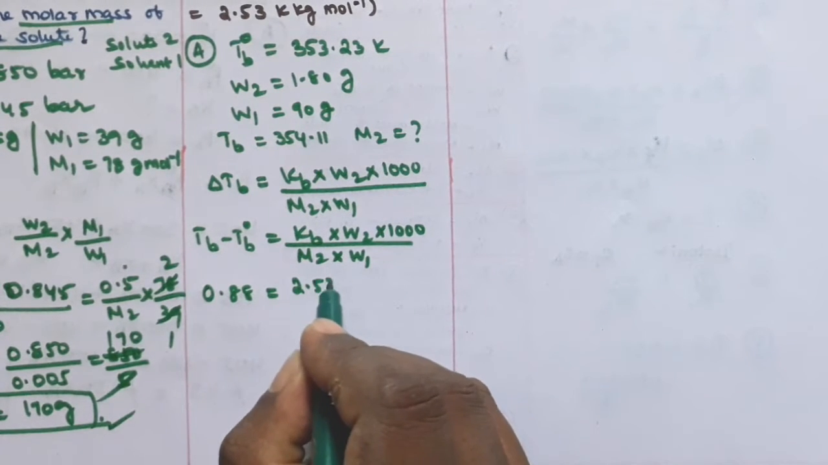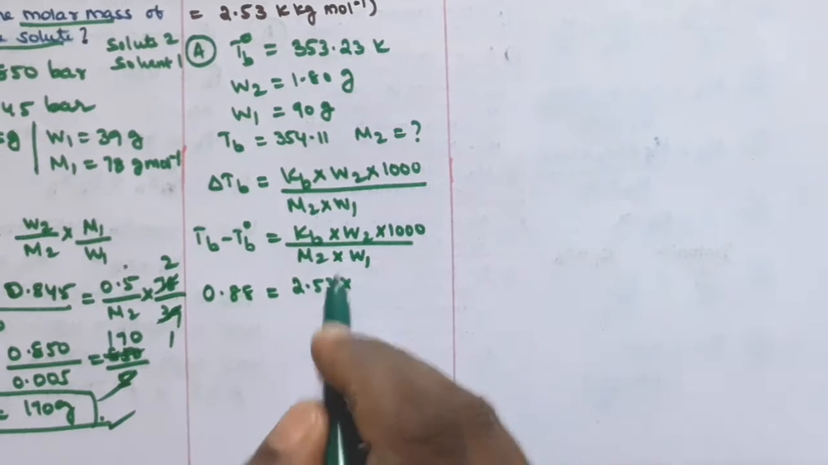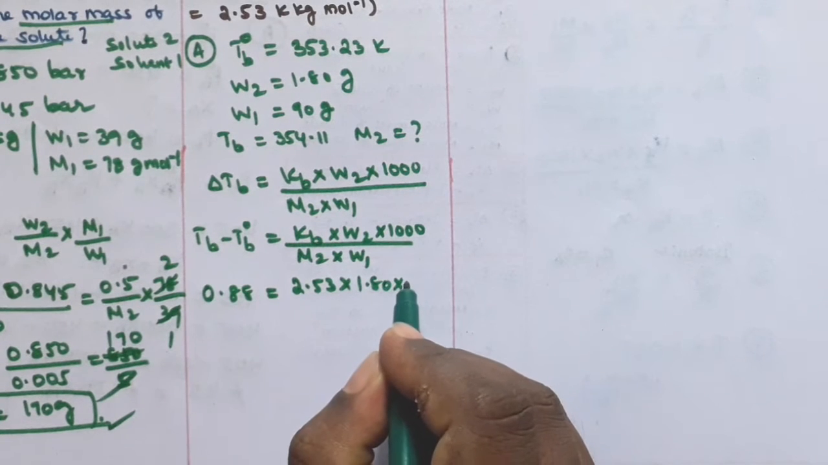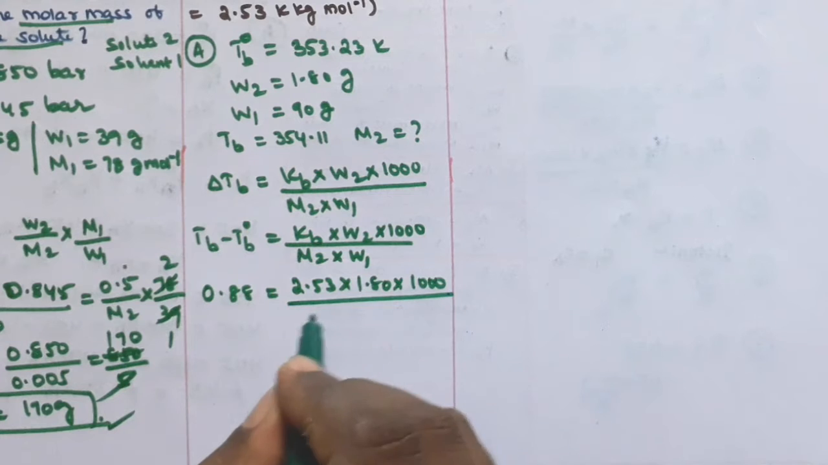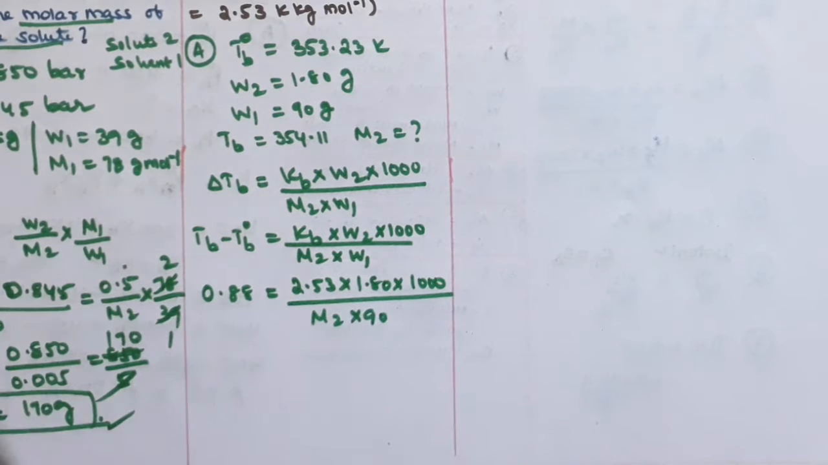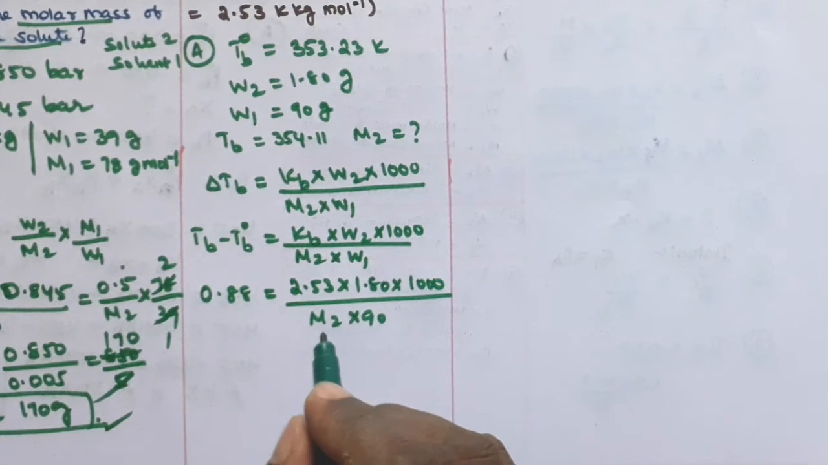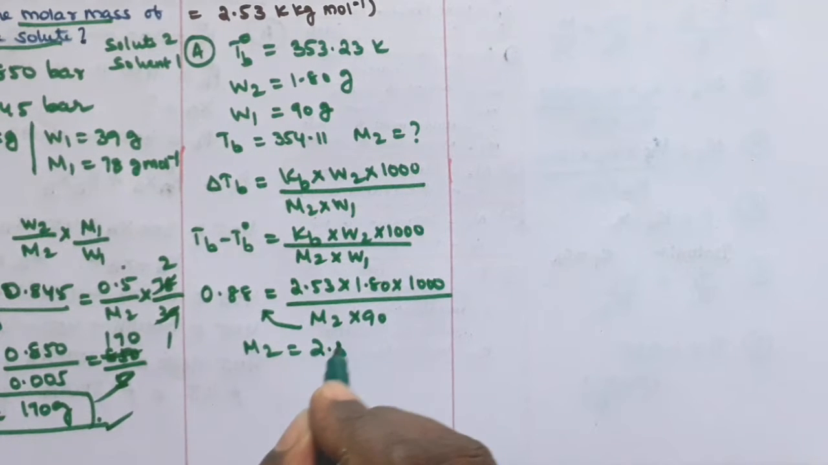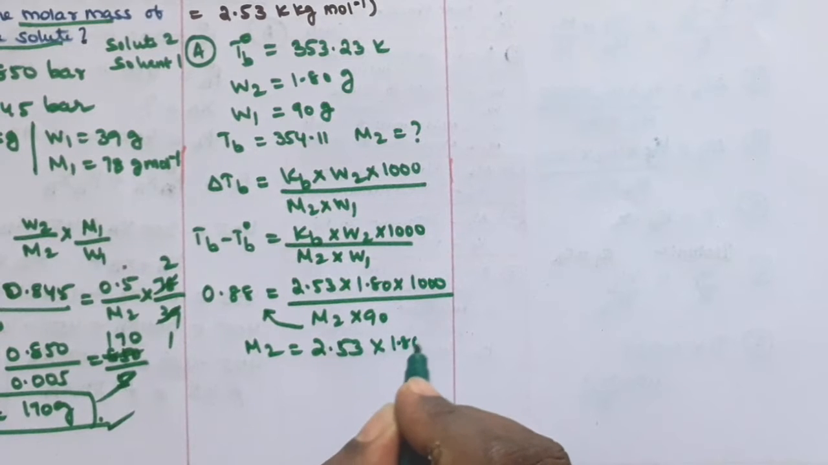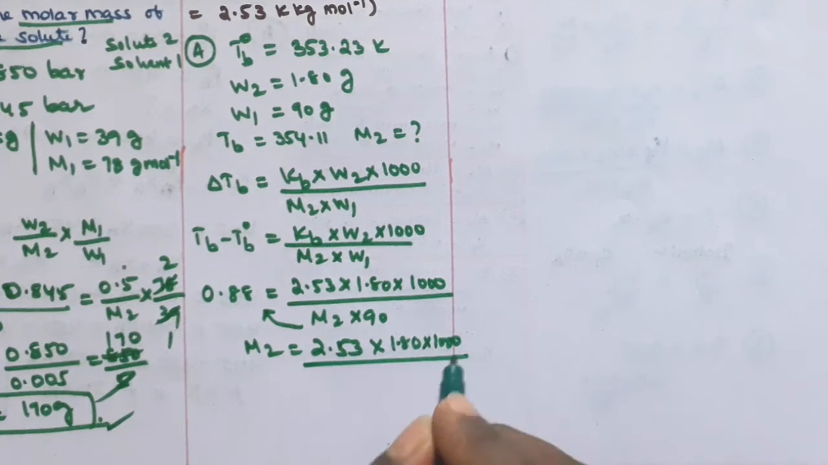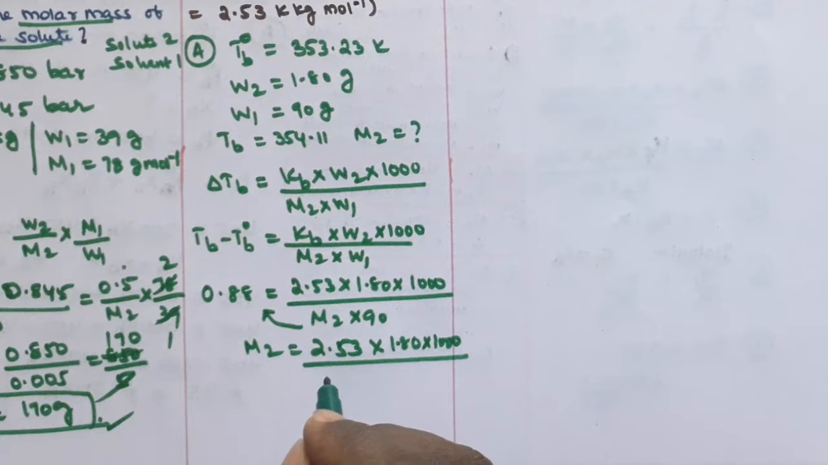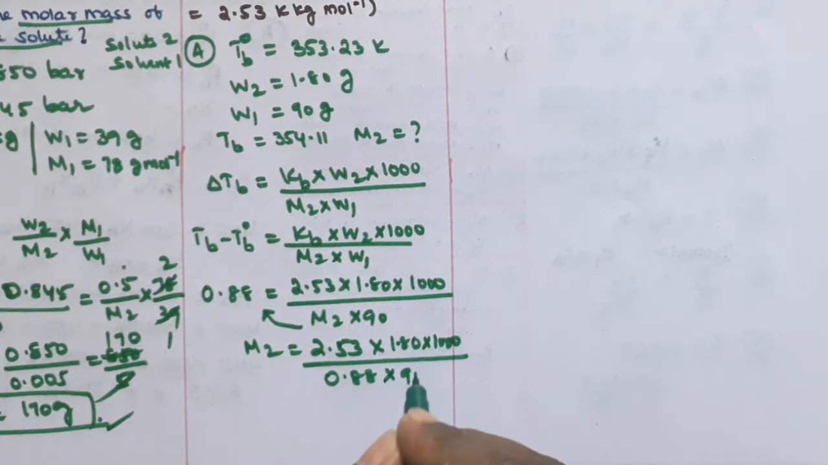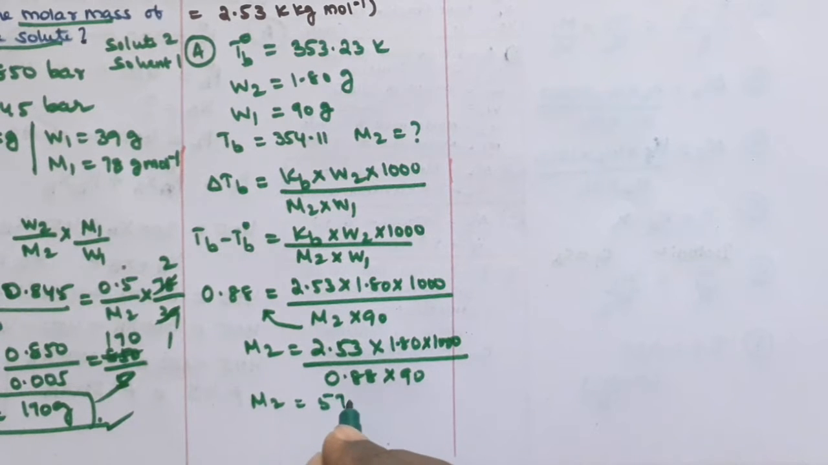Substituting all the other values, 1.80 into 1000 by M2 into 90. We are supposed to calculate only M2, the molecular mass of the solute. Cross multiplying, M2 goes to the left hand side, and the remaining value is 1.80 into 1000 divided by 0.88 into 90. On solving this, you will get M2 equal to 57.5 grams. This is the molecular mass of the solute.